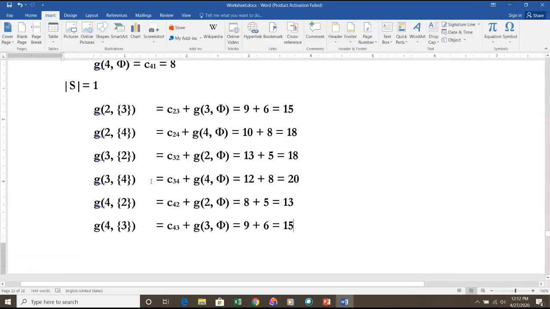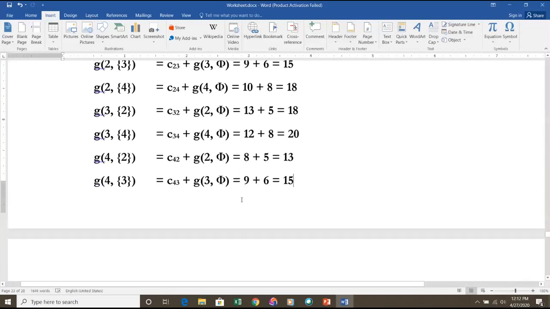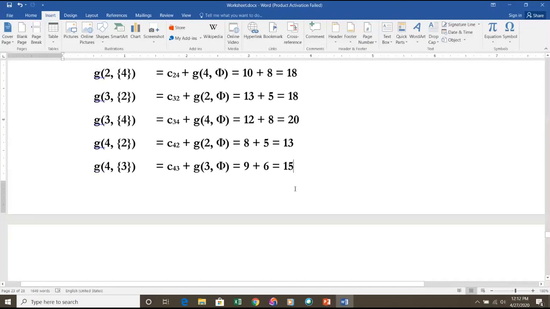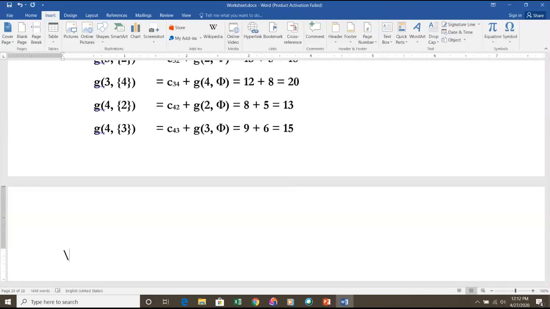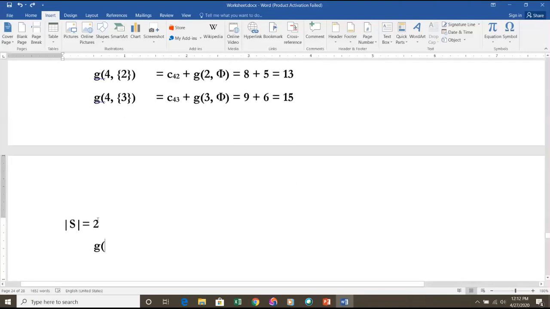Now we should consider s is equal to 2. Whether this 2 is equal to n minus 1? No, n minus 1 is 3, isn't it? Until that you are supposed to do. So it is less than n minus 1. Now the set s contains two elements.